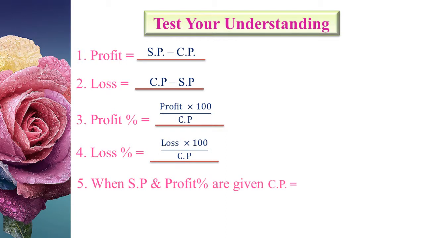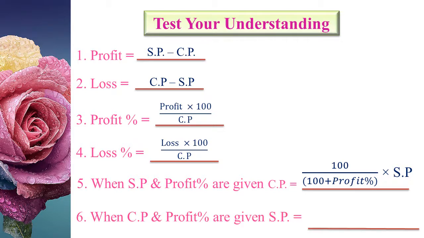Next question, when selling price and profit percentage are given, cost price is equal to dash. Yes, your answer is correct. 100 by 100 plus profit percentage into selling price. Next question, when cost price and profit percentage are given, the selling price is dash. Yes, your answer is correct. 100 plus profit percentage by 100 into cost price.